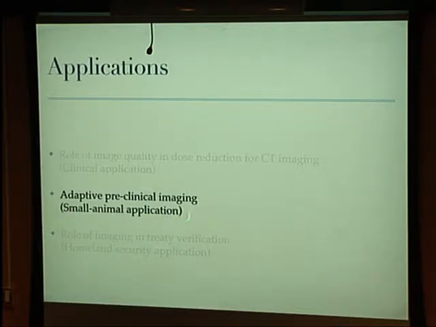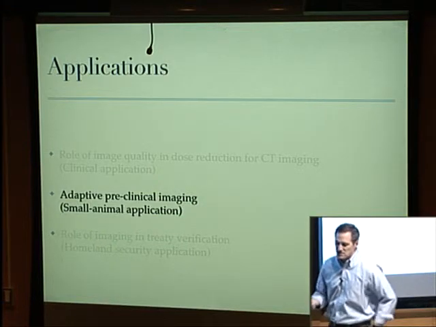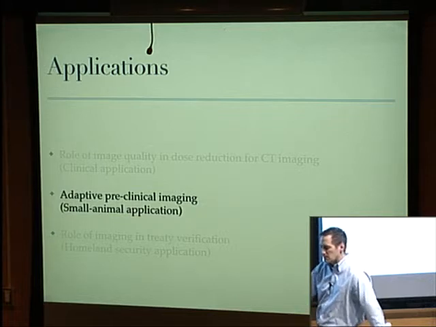The next application is adaptive preclinical imaging. And in the first application, I said one of the things we didn't consider was the random objects.